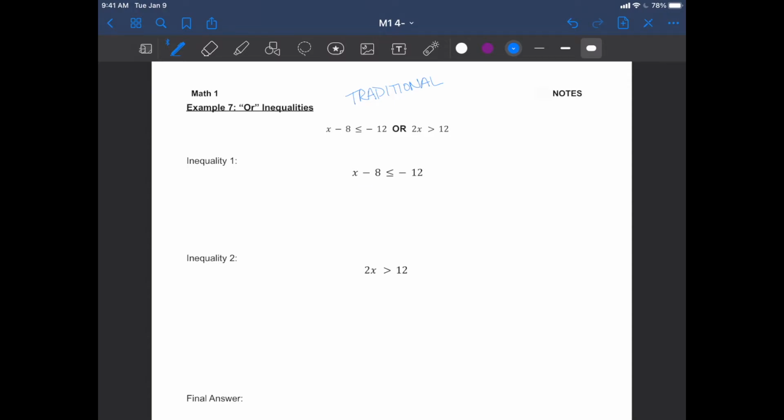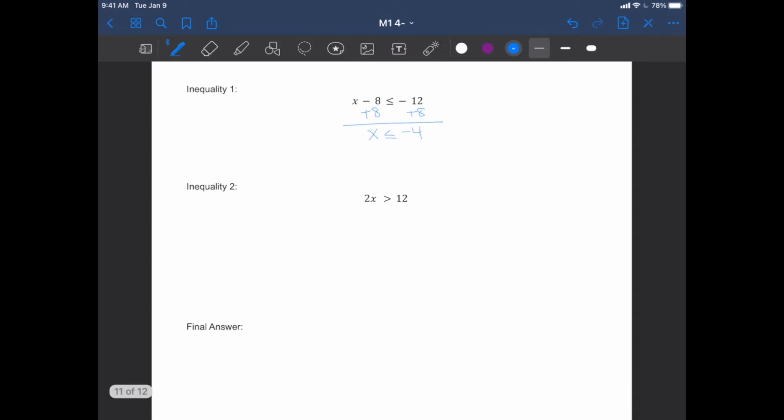Okay, so I'm going to, oops, that's large. Okay, I'm going to add 8 to both sides. X is less than or equal to -4. And then I'm going to solve this one. I'm going to divide both sides by 2. X is greater than 6.